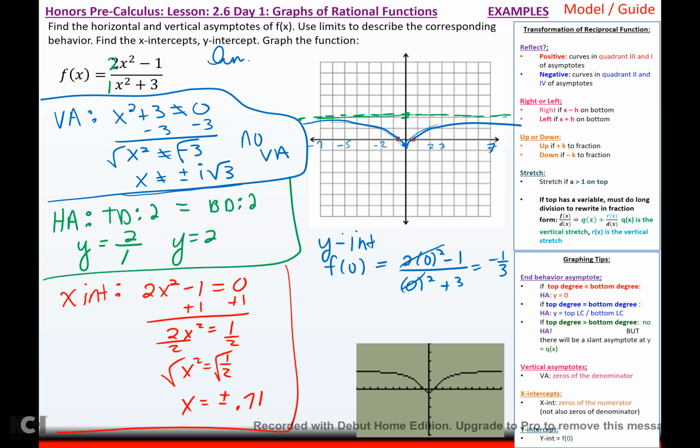So the limit as x approaches positive infinity, if I trace it going right, this thing's getting closer and closer to that green line, so the function is getting closer and closer to 2. The limit as x approaches negative infinity, again, if I trace this side of it, it's getting close to that green line, which means the function values are getting closer and closer to 2. Okay?